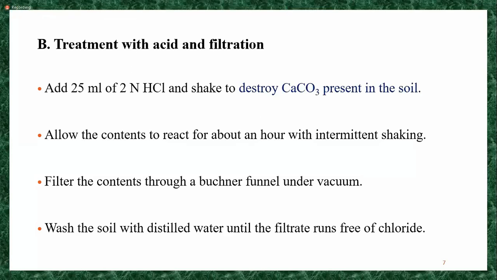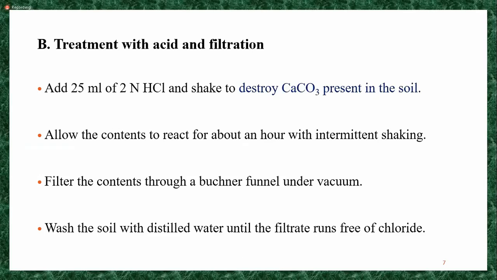Add 20 milliliter of 2N HCl and shake to destroy CaCO3 in the soil. Allow the contents to react for about an hour with intermittent shaking. Filter the contents through a Buchner funnel under vacuum. Wash the soil with distilled water until the filtrate runs free of chloride.